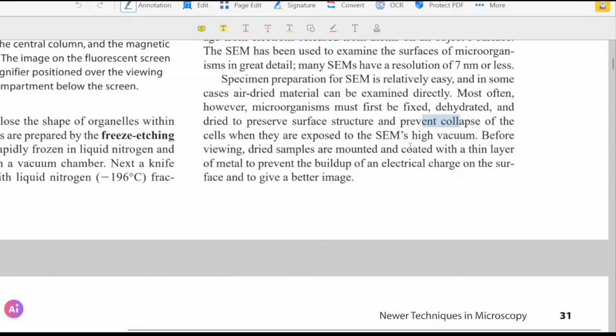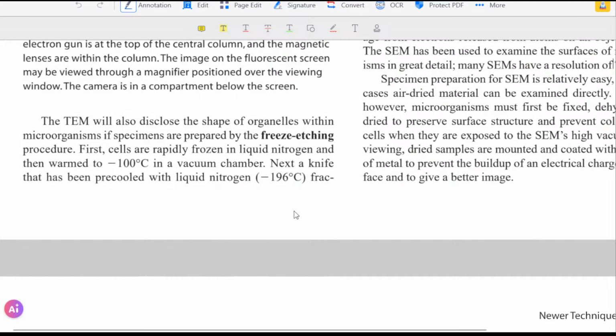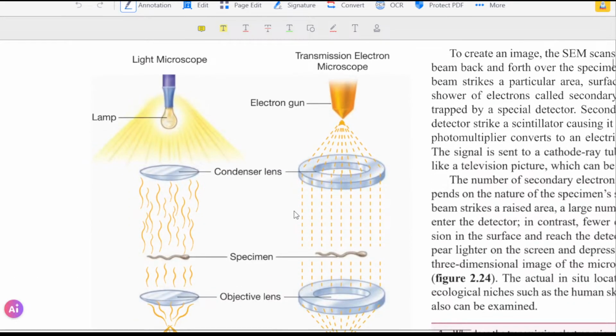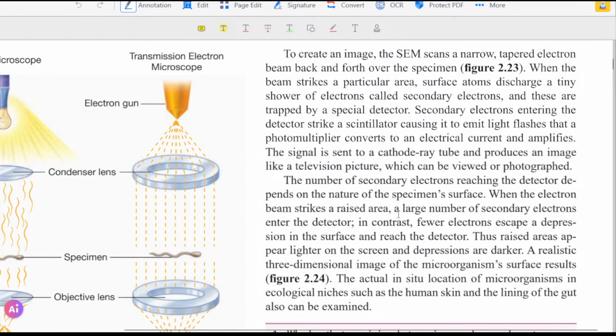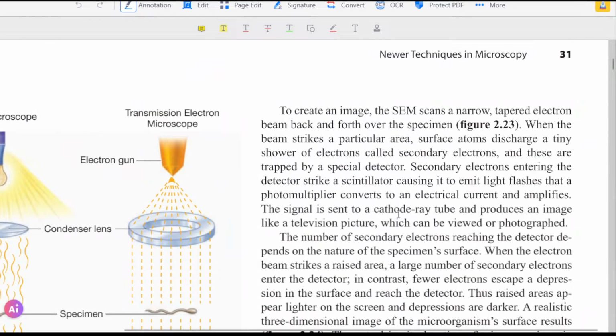Before viewing, dried samples are mounted and coated with a thin layer of metal to prevent buildup of an electron charge on the surface and to give a better image. Because electrons are negatively charged and our cells have the atoms that can react to the electrons, so that's why we don't want the electrons to get built up on our surface, right? So we use the metals. That is that as well, and of course to make more contrast.